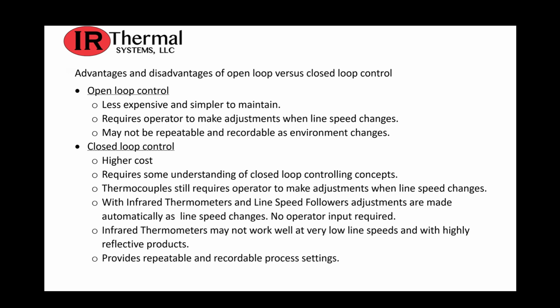With closed loop control, naturally you have higher cost because you have to pay for the sensors and the feedback mechanisms. It requires some understanding of closed loop controlling concepts. And the thermocouples still require the operator to make adjustments when line speed changes. With infrared thermometers and line speed followers, adjustments are made automatically as line speed changes. No operator input is required.